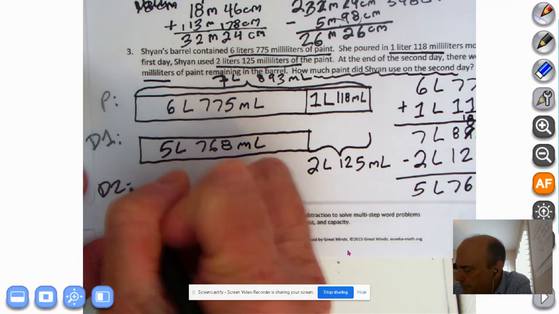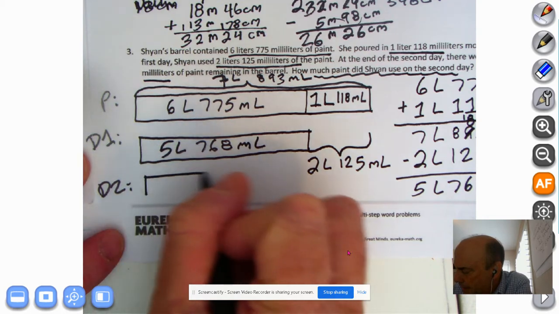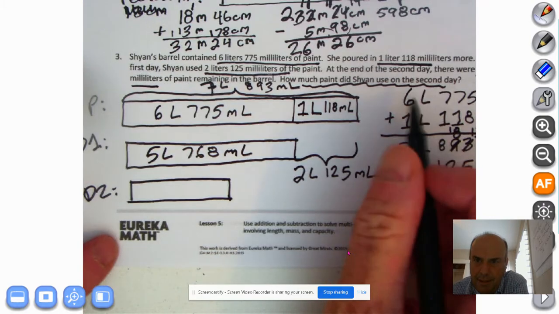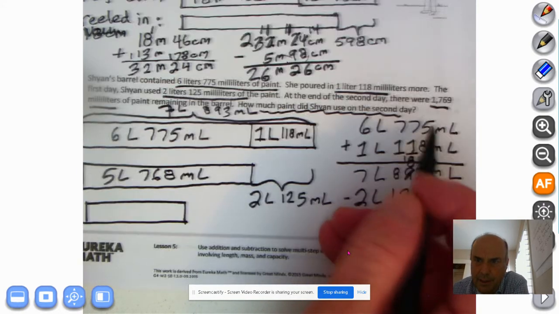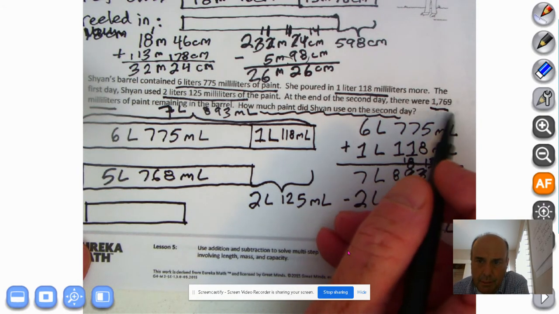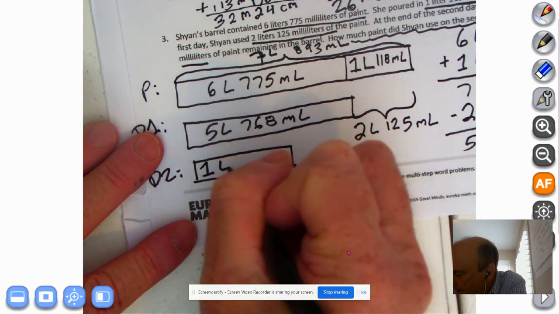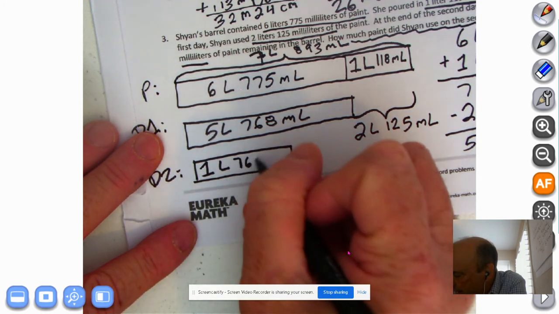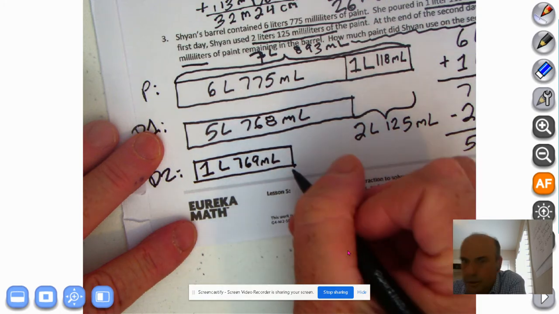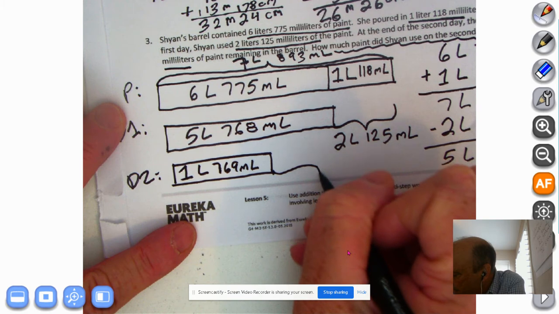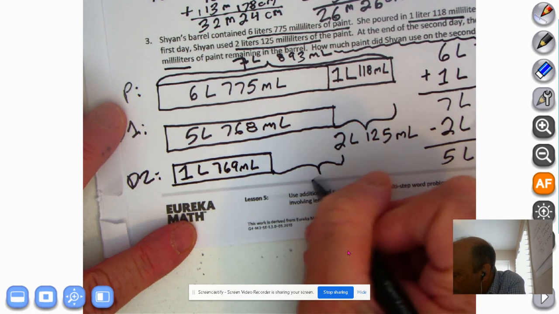At the end of day 2, let's see how much paint was left, and we're going to put it in mixed units. We had 1,769, so it'd be 1 liter, 769 milliliters left. The question is, how much paint did she use on the second day? This is our great unknown. We do not know that.